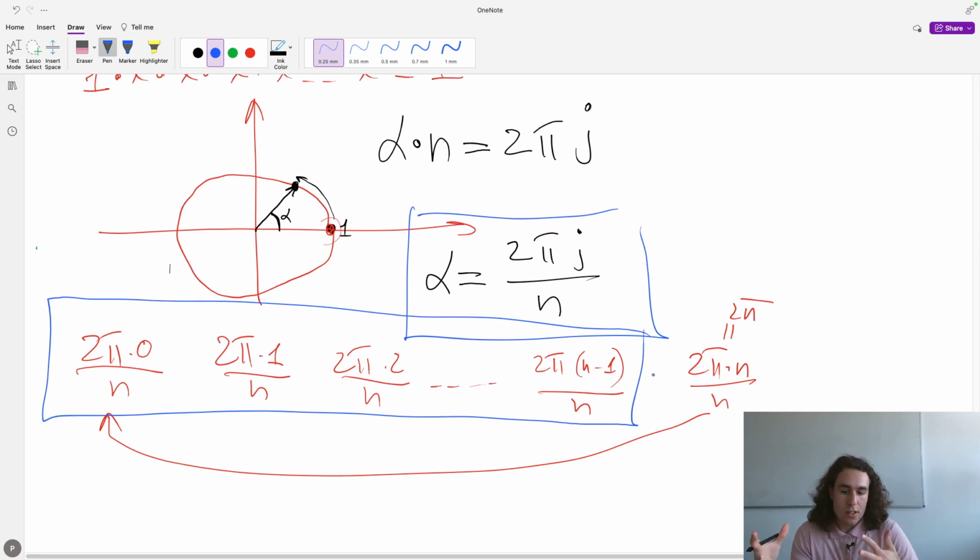But we wanted not the angles, we wanted the values, right? So what is this value with angle alpha? What are these coordinates, right? We want to represent it as a plus bi. Well, this is simple, right? We know that it's on a unit circle.